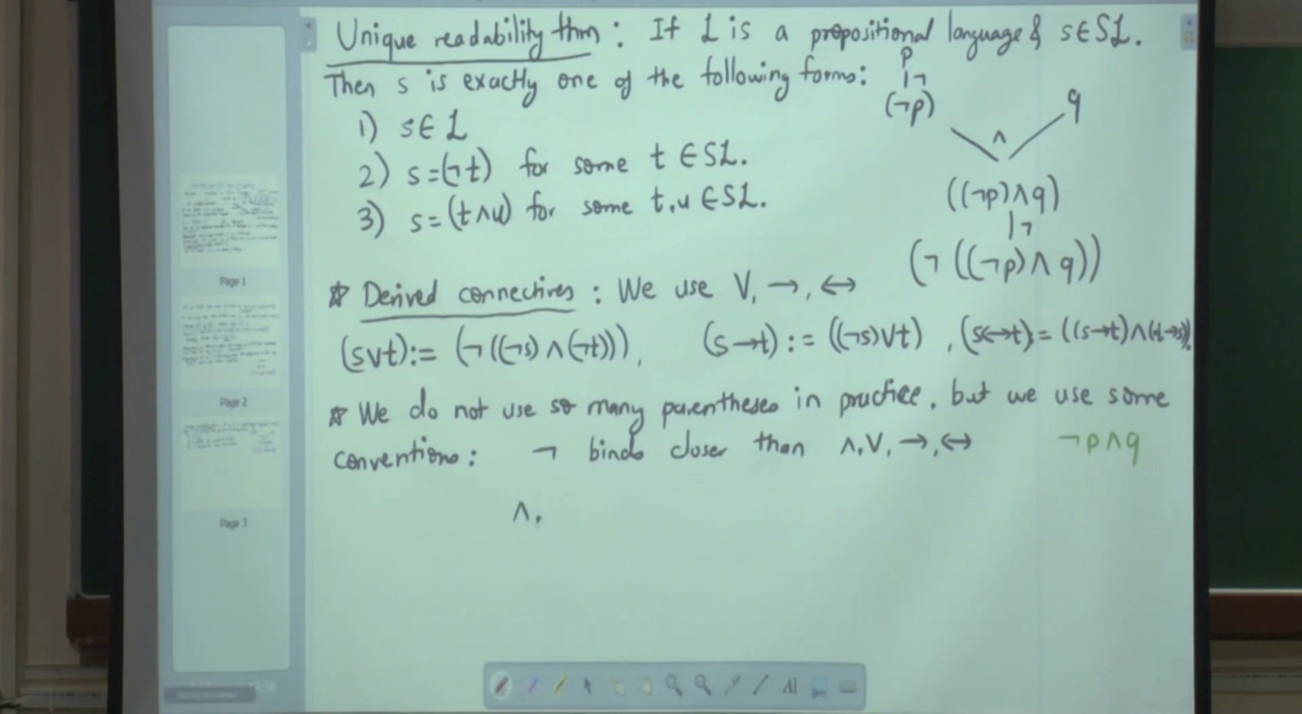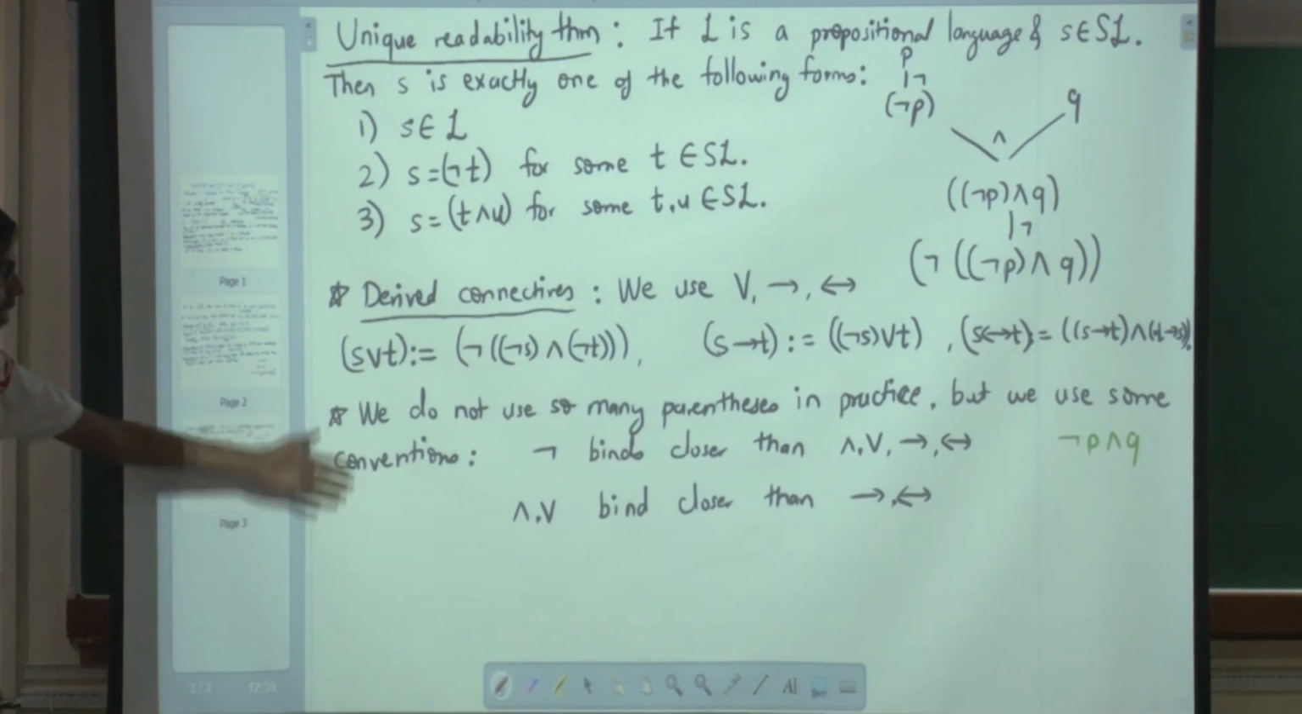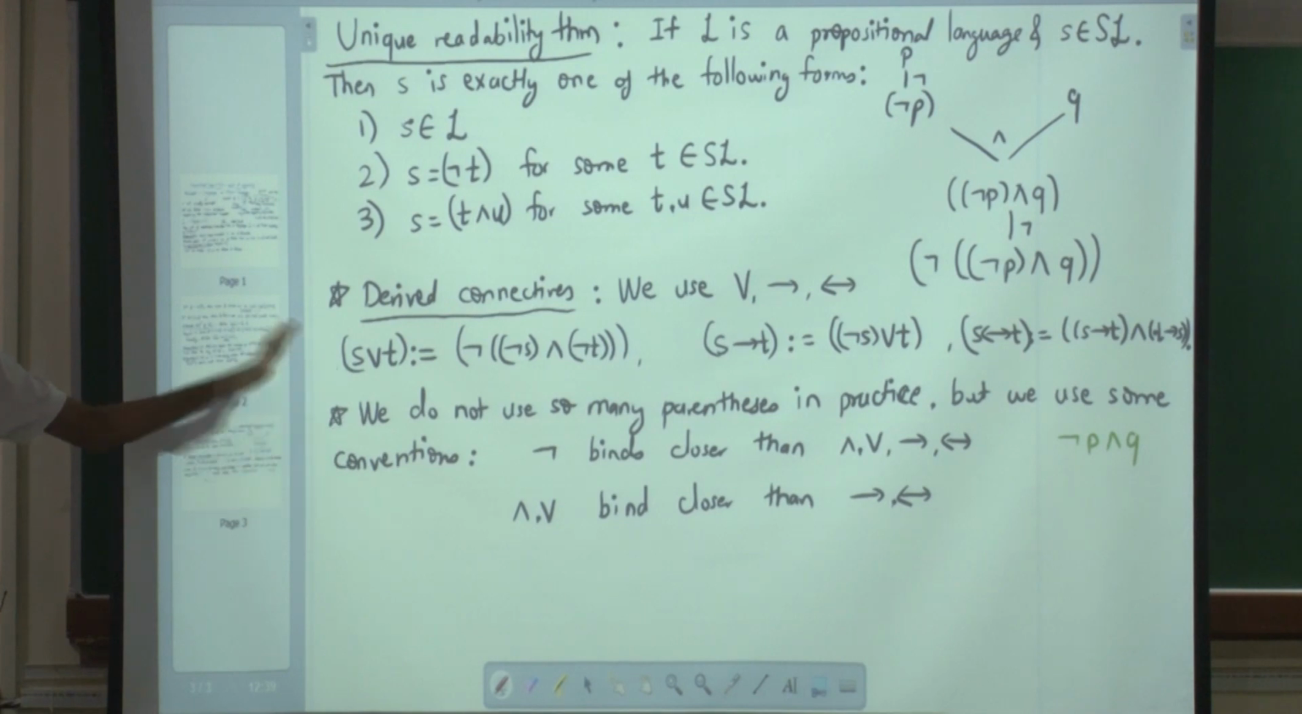Similarly, conjunction and disjunction bind closer than implication and bi-implication. These are the common things which we use. Whenever you read a formula, you read it using these conventions, so that now we don't have to use so many parentheses. Our life will be easy again. Any questions so far?